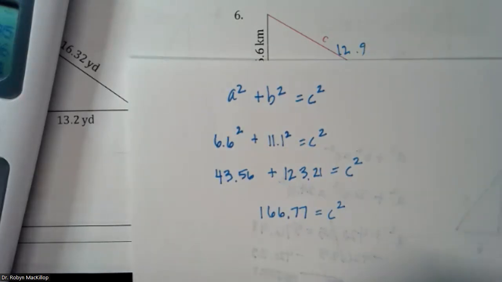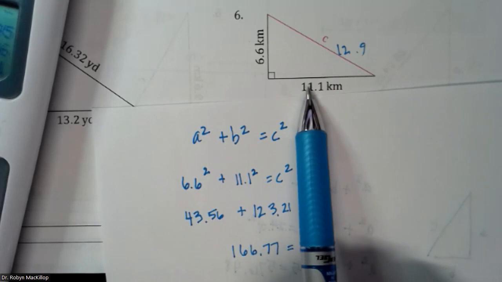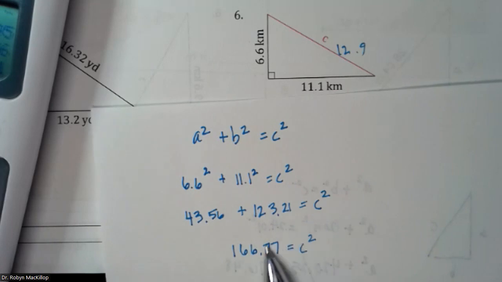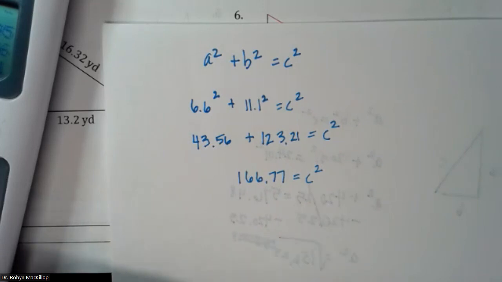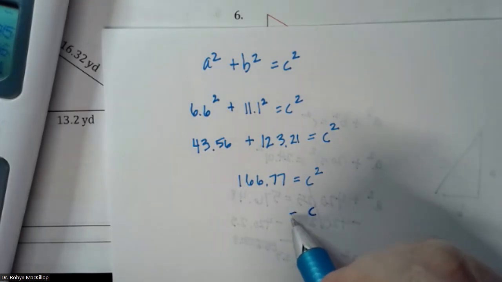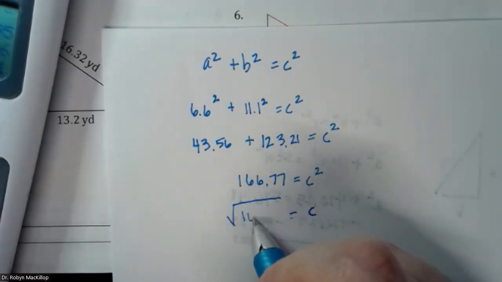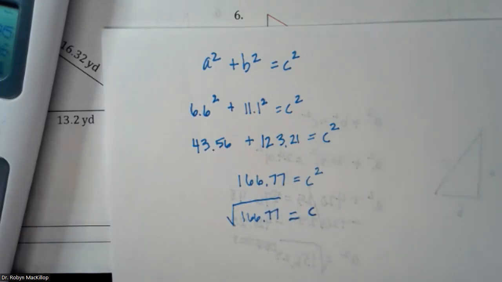But we have one more step, and we know we have one more step because if that was our measurement, we'd be looking at 6.6, 11.1, and then 166. That doesn't make sense. So we know there's another step. And that step is to lose the exponent from the C. And to do that, to get this down to C, we have to find the square root of this number. So now we'll be able to find C.